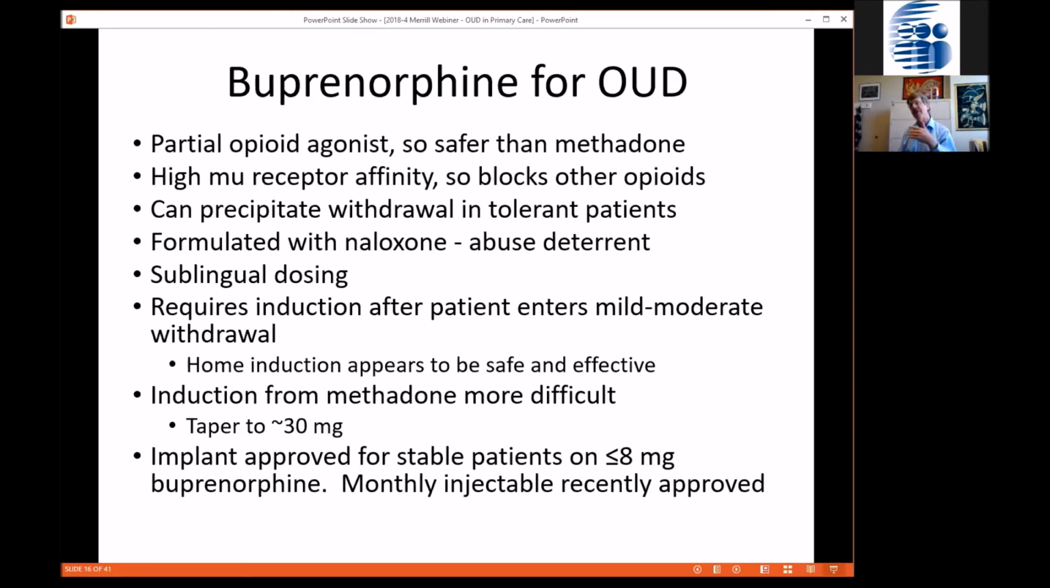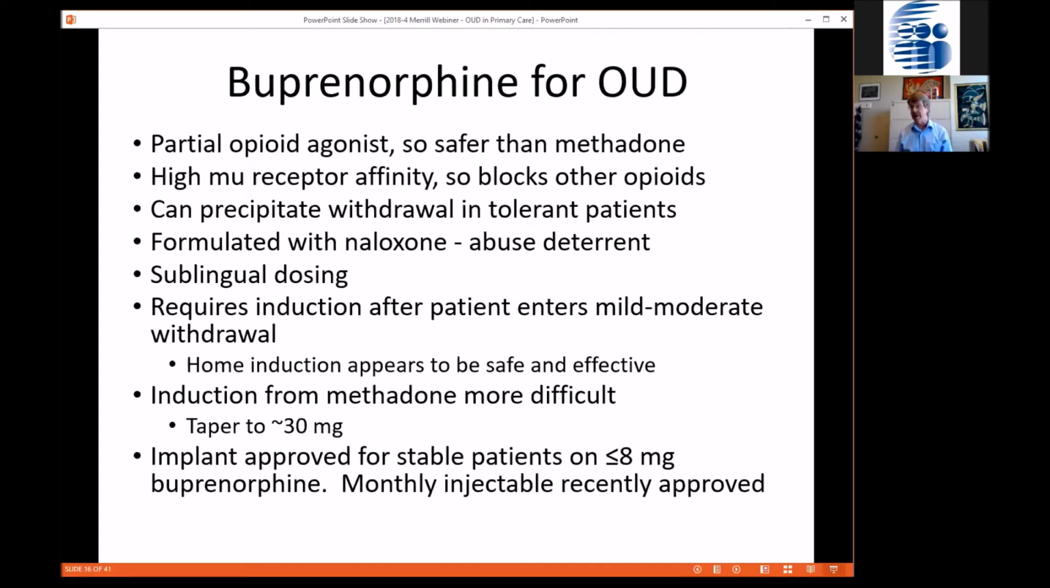So in order to start it, you have to do what we call induction. Patients have to enter mild to moderate withdrawal, and then they can take buprenorphine. It'll actually turn the receptor up a little bit and help them feel a little bit better. It does take a few days. Patients vary in how long it takes to get stabilized on buprenorphine. It can be the first dose, or it can be a number of days. Usually people will feel better and better each day for a number of days until they're stable.